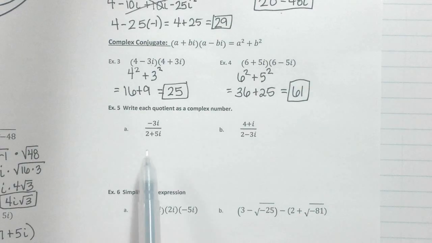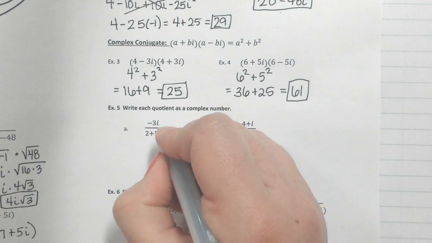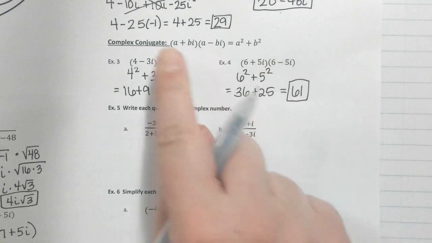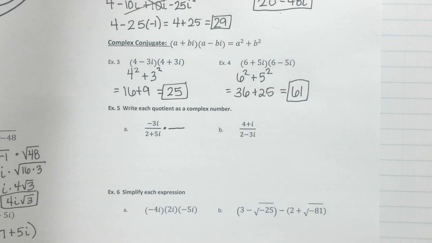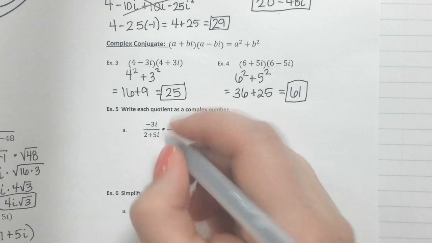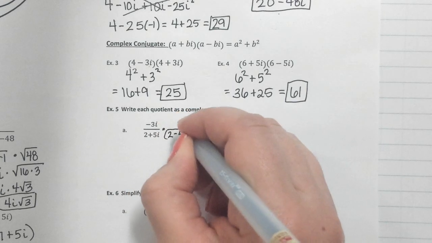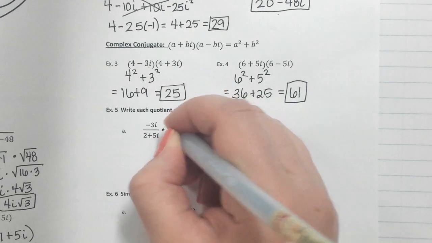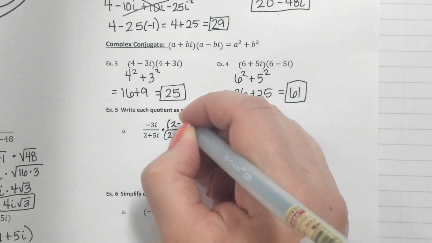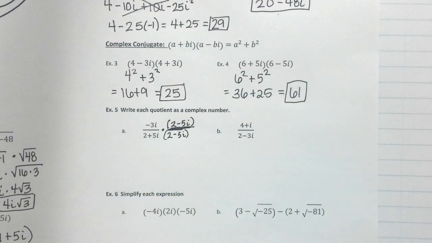And the way that I can remove it from this whole complex number is if I multiply it by its conjugate. So what would be the conjugate of 2 plus 5i? 2 minus 5i. And I know I can't just do that to the denominator. I also have to do it to the numerator as well because, you know, fractions, that's the rules. Okay?